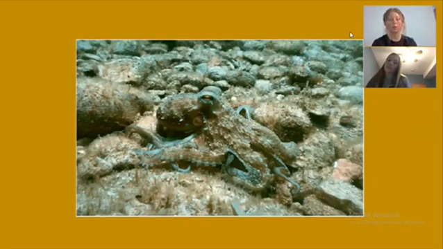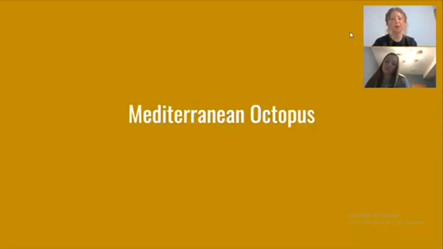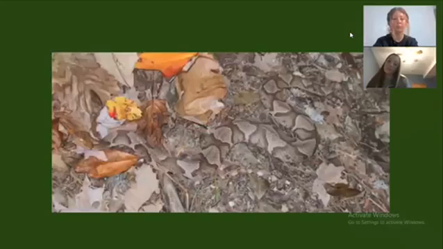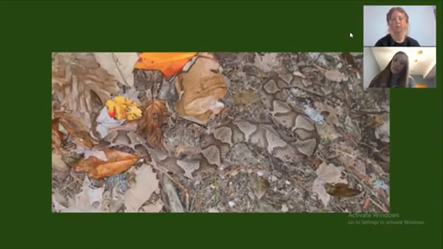This is an octopus, and how is this octopus using camouflage? It's blending into the bottom of the sea by the texture of its body and the color of its body. It's a Mediterranean octopus. So what do you guys see here? This is a copperhead snake, and how do you think he's using camouflage? He is blending in with the leaves on the ground.